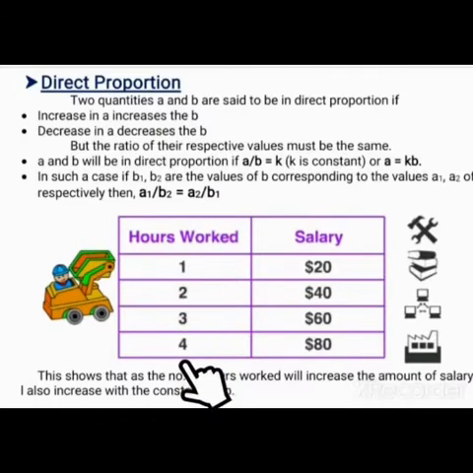Now, hours worked and salary. One hour's work earns $20, then 2 hours earn $40, 3 hours earn $60 and 4 hours earn $80. So this shows that as the number of hours worked increases, the amount of salary also increases, and the ratio is constant.